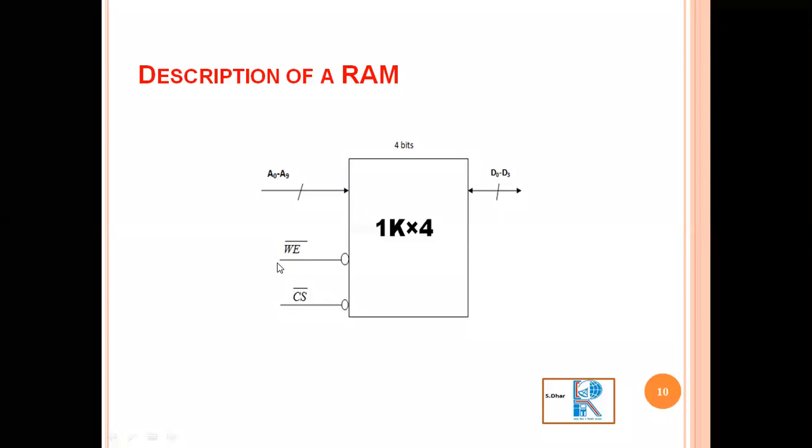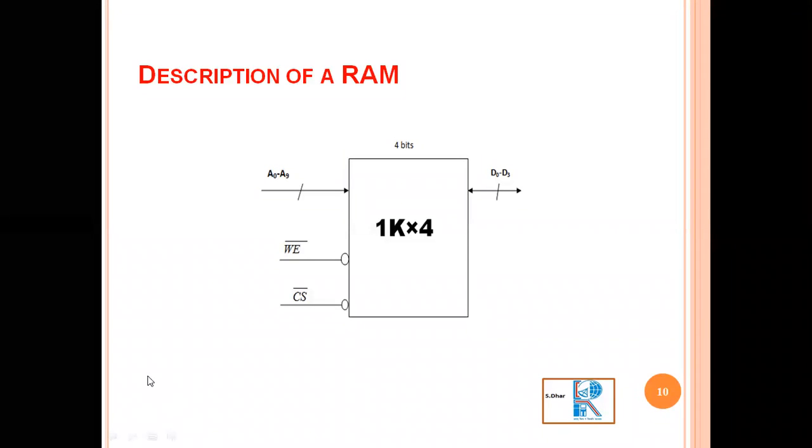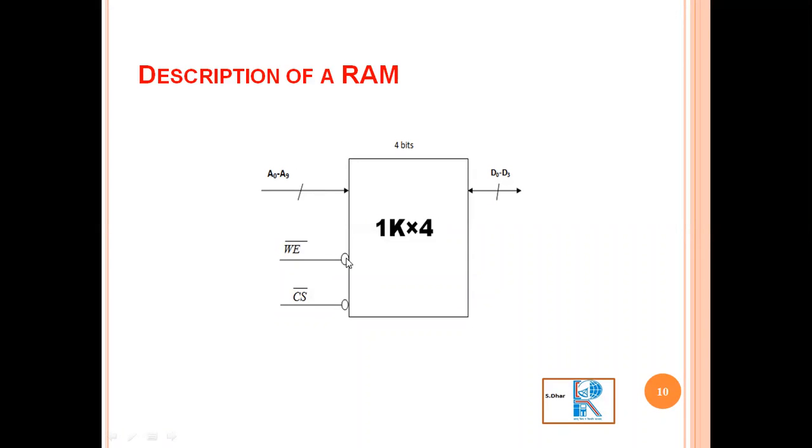WE bar means write enable. This is low enable. That means if you give 0 here, it will be inverted and become 1, and then the processor can write any data into the RAM. So this is called write enable. This signal, if it is on, will enable the RAM to write data.